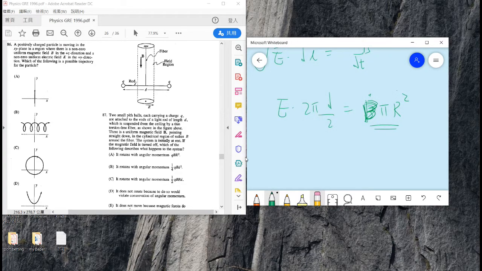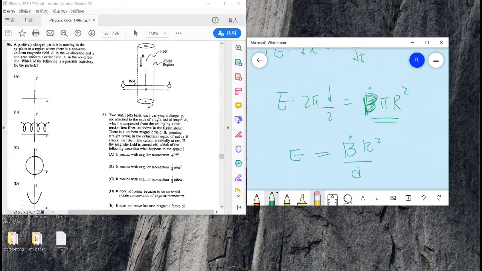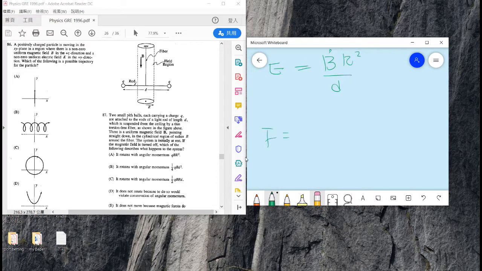Then E is just the magnetic field change with time times r squared divided by d. And then we have the force, which is qE. So what we have is the torque, just r cross F. So we can compute and get q B dot r squared, times d. Okay, so the answer is A.